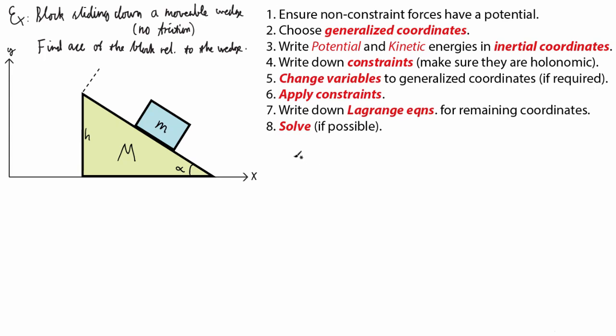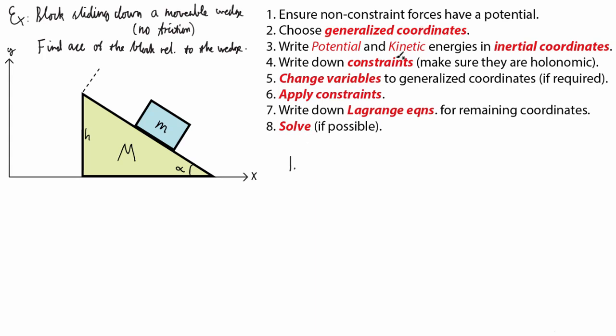So let's follow our recipe here for solving this problem. So first of all, we need to make sure that the non-constrained forces have a potential. Well, friction is a non-constrained force, and it doesn't have a potential associated with it, but we've said that there is no friction. Now, as it turns out, friction is one of the things that is actually relatively simple to deal with within the Lagrangian framework. It's just that we haven't done it, and maybe we'll leave that for a homework problem or something. But for now, we don't know how to deal with the friction, but no matter, there is none.